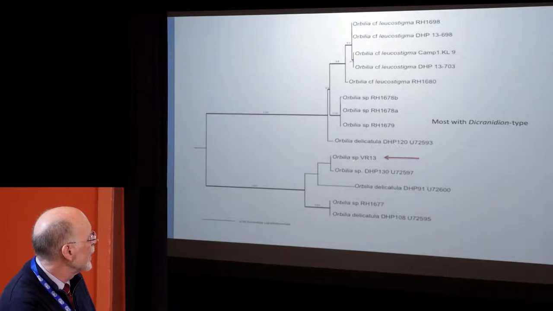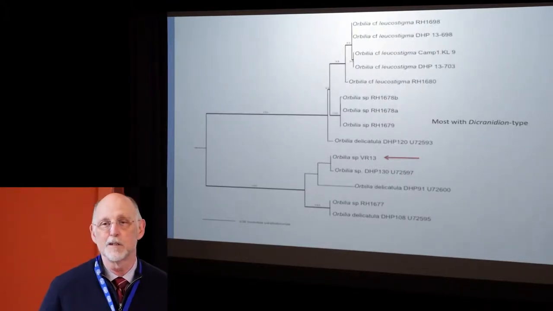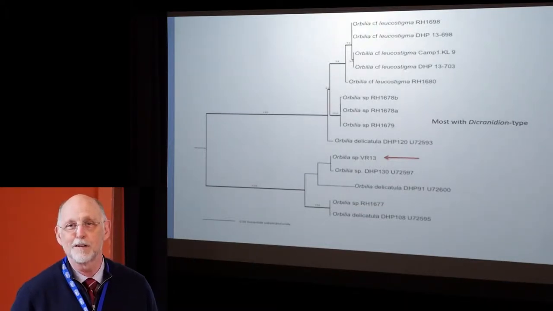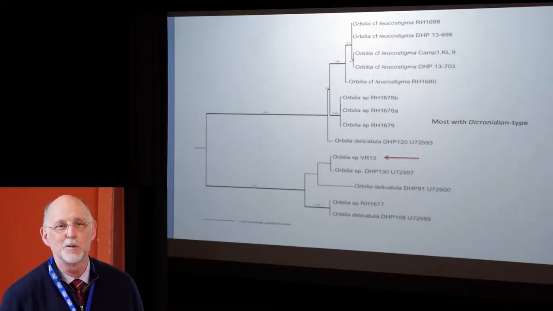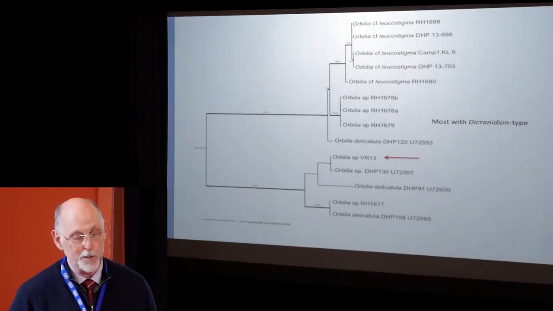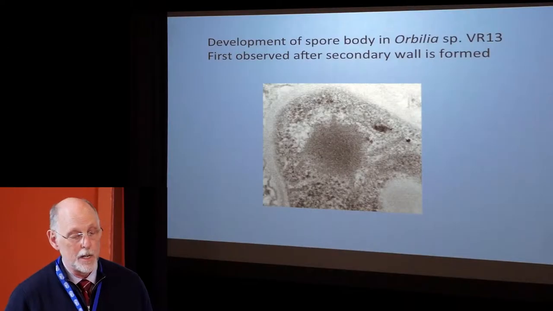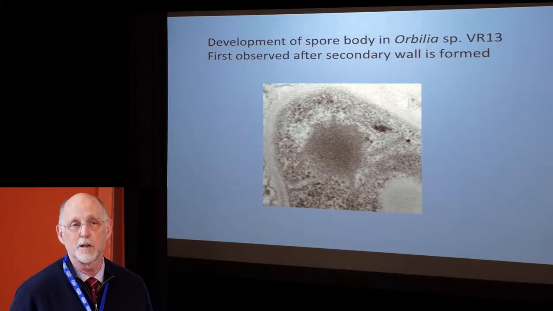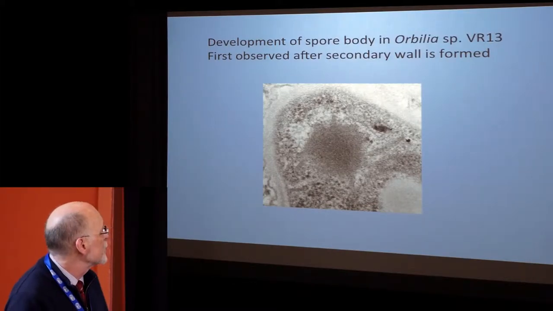Our subject here is an Orbilia that we've designated as VR13. VR was Valentina Rodriguez, who was an undergraduate student who had been doing some work with us and did a senior thesis actually involving this topic. So what about the development in this species? This is the one that we have the most information about at this point.